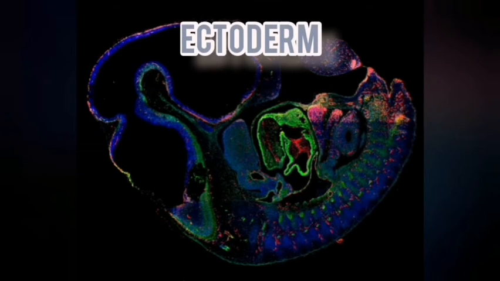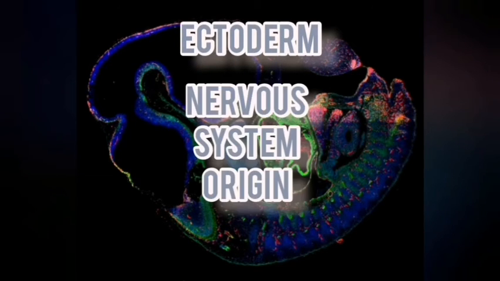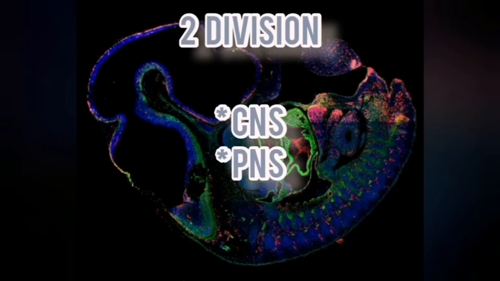Earlier, I discussed gastrulation and organogenesis. These processes occur right after fertilization. This time, we are going to talk about how our nervous system is formed. The ectoderm germ layer is the origin of our nervous system. It has two major divisions, the central nervous system and the peripheral nervous system.